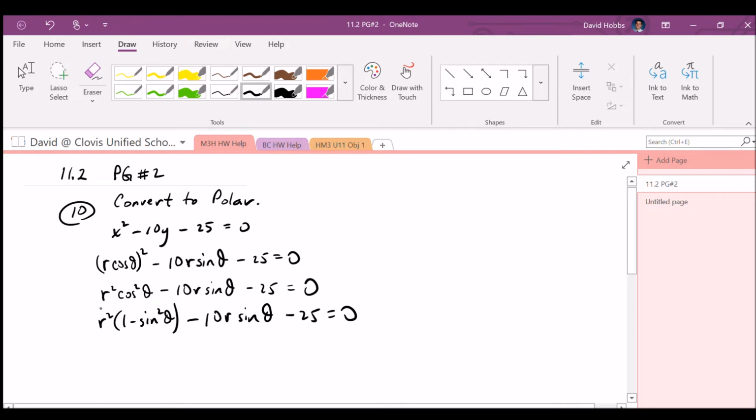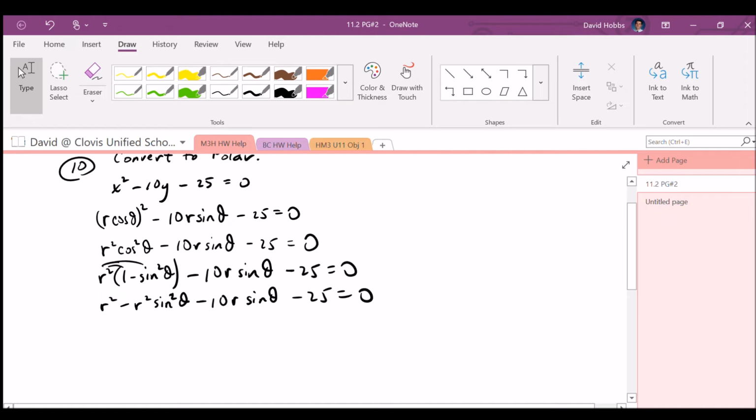And if I go ahead and then distribute the r squared, I get r squared minus r squared sine squared theta minus 10r sine theta minus 25 equals 0. Okay, now, if there are any of you who want to go ahead and pause the video at this moment and then try to keep on working, go ahead and pause it right now. This would be one place where you could pause it. I'm going to continue on with the problem right now, though.